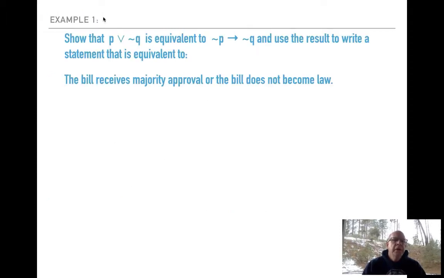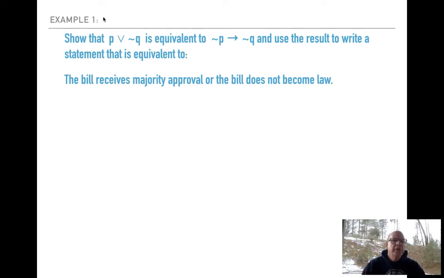Our first example is a question out of your book. It says, show that P or not Q is equivalent to not P implies not Q. We've looked at these in previous sections already, and so we're just going to compare them here. We're going to build those truth tables just like we have in the previous sections. And then we're going to use that result to write a statement that's equivalent to this statement. And so we're talking about how bills become laws and so on.